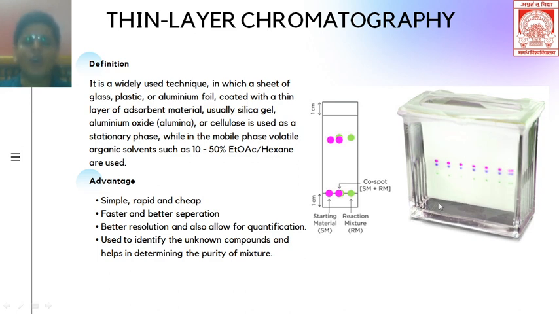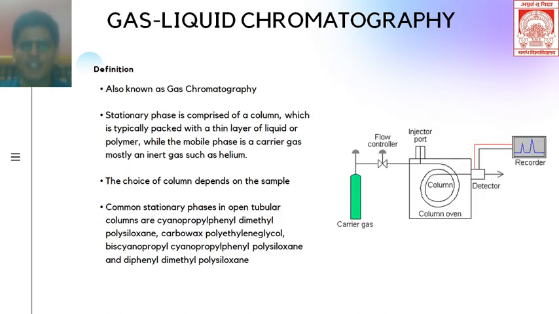What are the advantages of using thin layer chromatography? First of all, it is very simple, rapid and cheap. At the same time, it is faster and can give us a better separation. If we use this technique several times, and if we know how to control different parameters, we can also obtain a better resolution, as well as quantify the small and pure fraction of different components. This particular technique is used to identify unknown compounds and helps in determining the purity of the mixture.